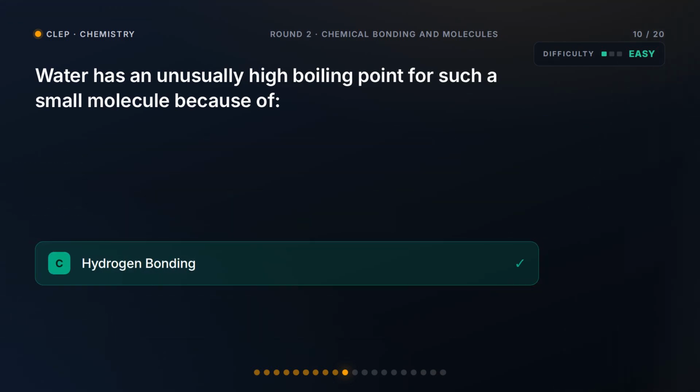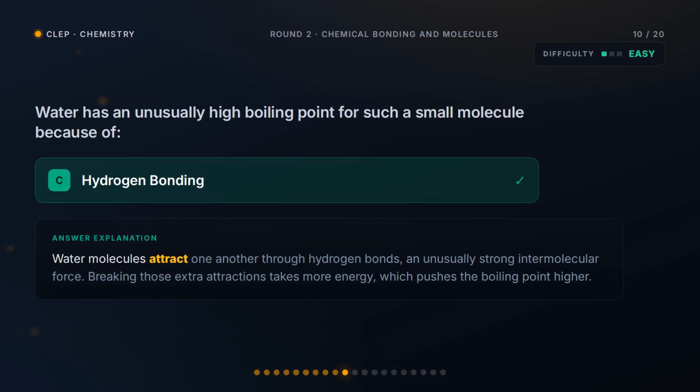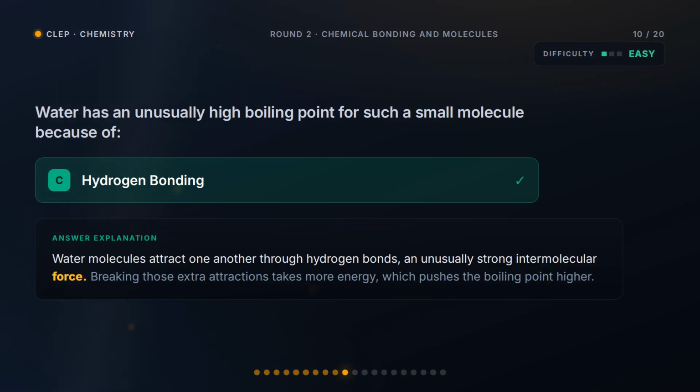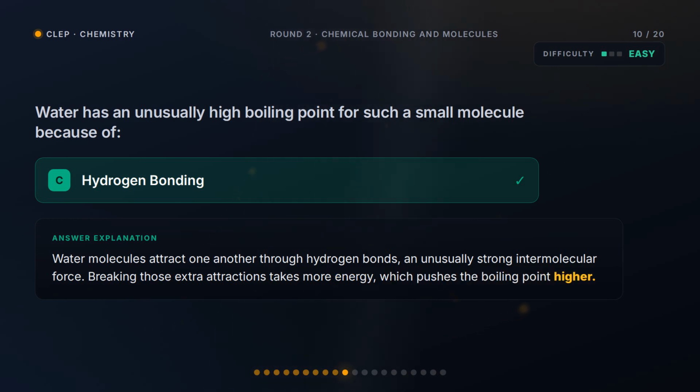The answer is C. Hydrogen bonding. Water molecules attract one another through hydrogen bonds, an unusually strong intermolecular force. Breaking those extra attractions takes more energy, which pushes the boiling point higher.